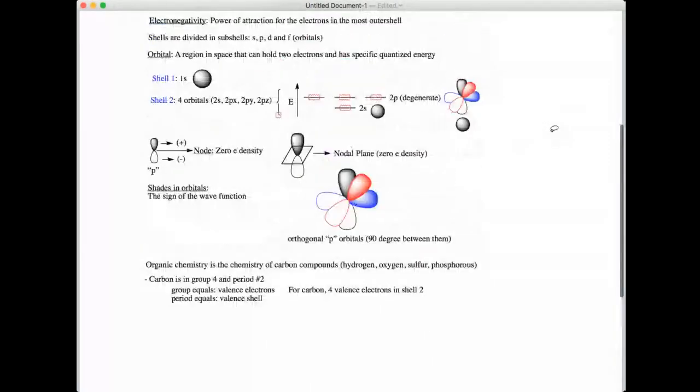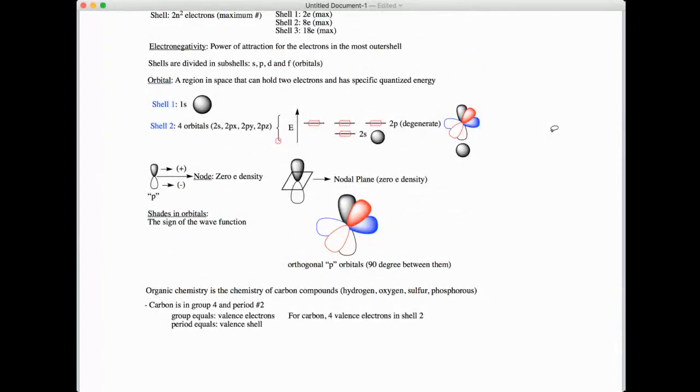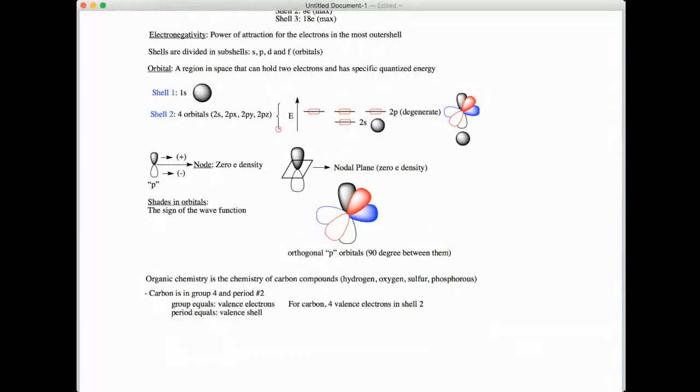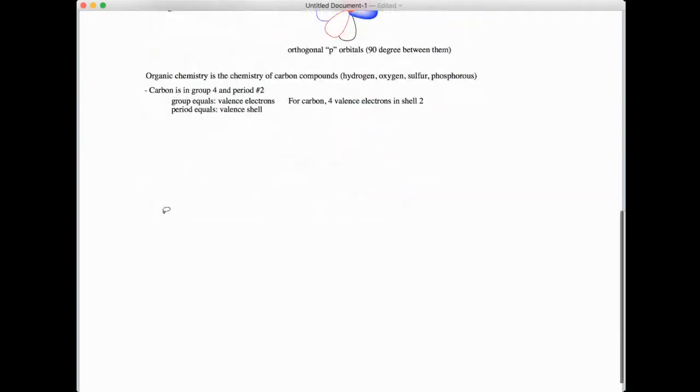Okay, so now that we have a thorough understanding of what an atom is, and electrons and shells and orbitals and electronegativity and all these things, I'm going to remind you, and we're going to practice very briefly here, how to do the electron configuration of atoms, which is very important too, because we must know how to do that really well.